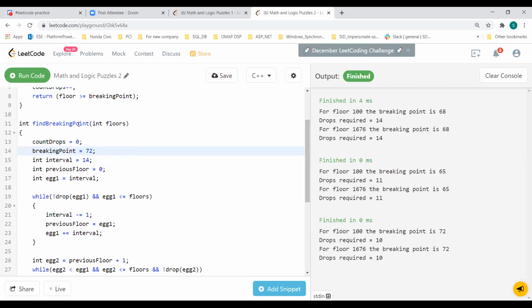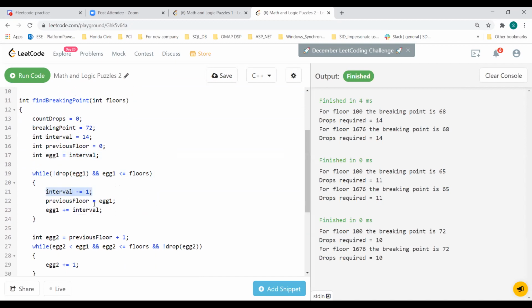It says, if you go through this, it's a very simple way of drawing. You take the first egg, and you keep dropping it from the selected floors. Okay, so this is egg 1. You start with an interval, which is 14, and then you keep on decrementing your interval one at a time. And whenever you cross the floor, it means that you have to stop egg 1.